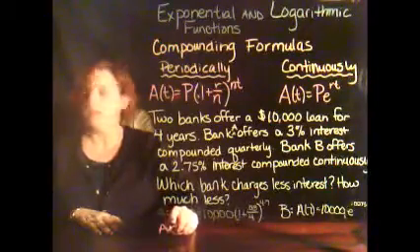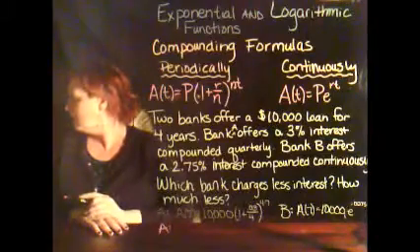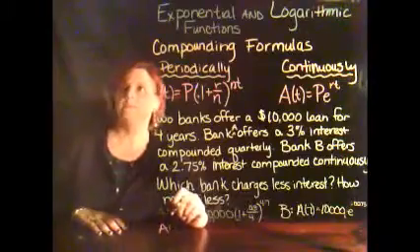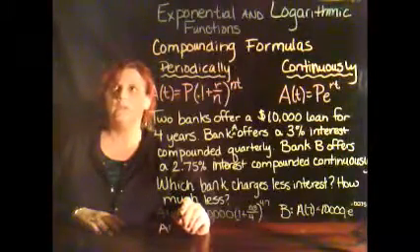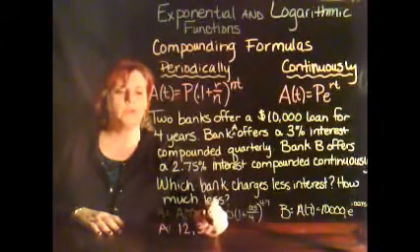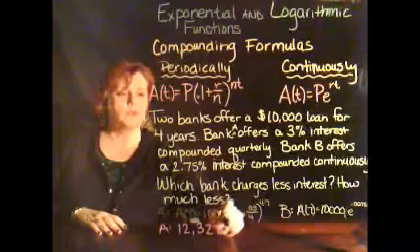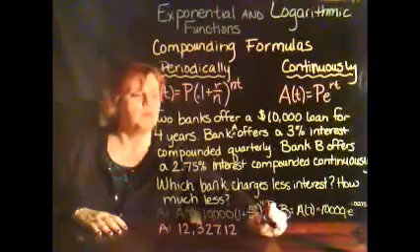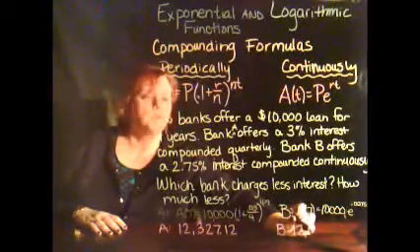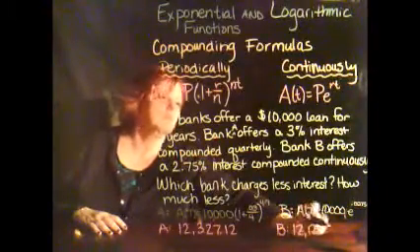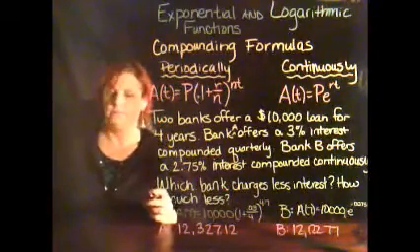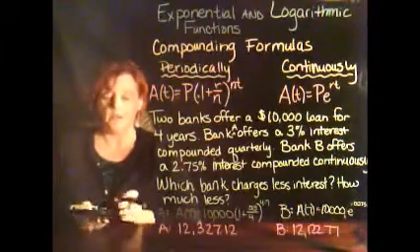Hopefully you'll get the same thing I did. Bank A is going to be $12,327.12, and Bank B will be $12,122.77. Is that what you got?